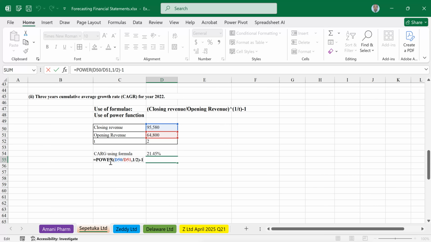So using the power function, equal sign power, the closing revenue over the opening revenue, comma, then 1 over t, which is 1 over 2, close bracket, then minus 1. That gives you the power function. If you enter, convert this to percent, then 2 decimal places.